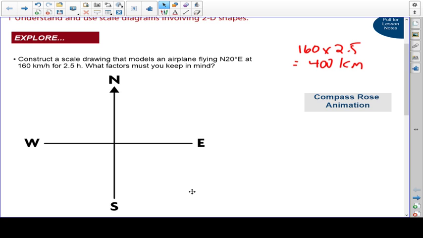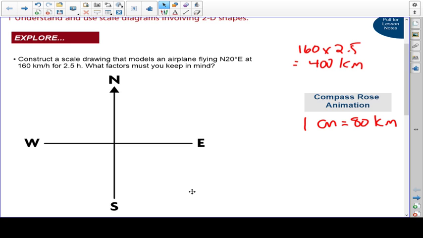If we only have about 5 centimeters to play with, if we divide 400 by 5, we get 80. So to me, that makes sense, that might be the scale: 1 centimeter equals 80 kilometers. If it's 1 centimeter equals 80 kilometers, then we should be able to draw this reasonably because it'd only be a 5 centimeter drawing. 5 times 80 is 400.